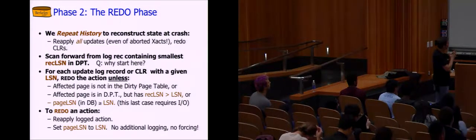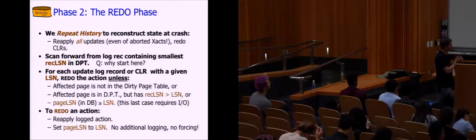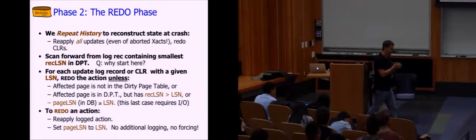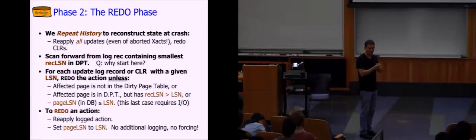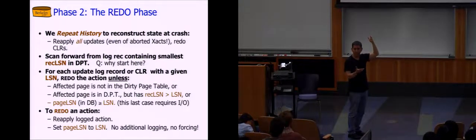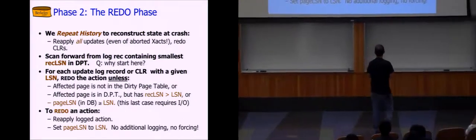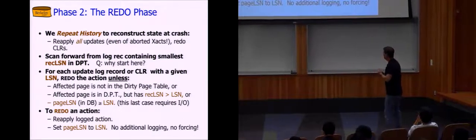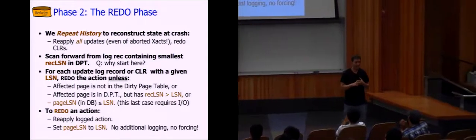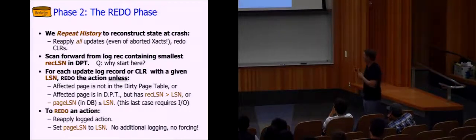And you scan forward from that log record containing the smallest recLSN, and we talked about why start here. That's the oldest possible time that a page is different in the buffer pool than it was on disk. These are the redos we need to do. Now, one caveat. There's actually cases where we don't need to do the redo. So let's watch this carefully.